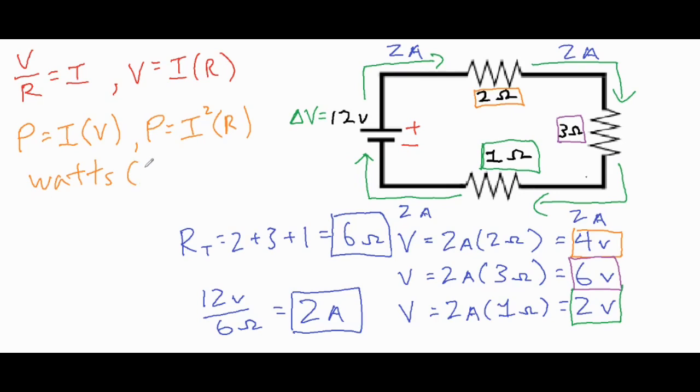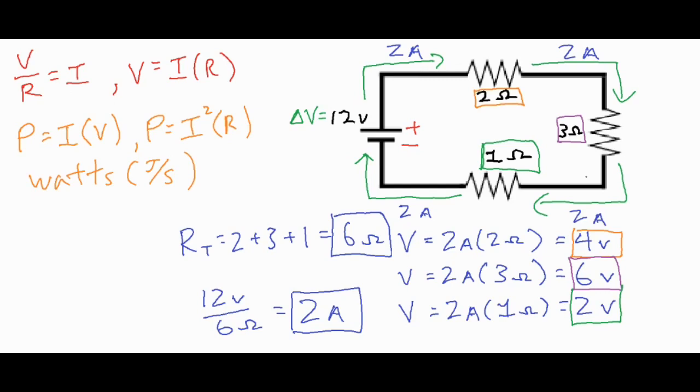Okay, and that's how many joules per second, how much energy is being released per second by that particular electrical component. So if you wanted to do that for each one of them, you could easily do that because you already have all of the numbers available.